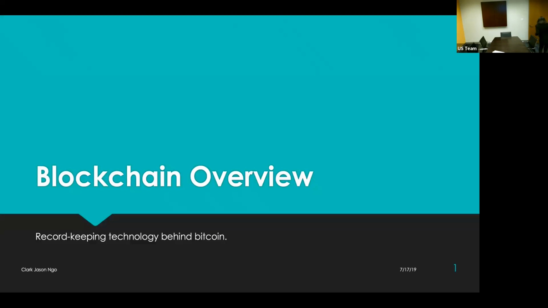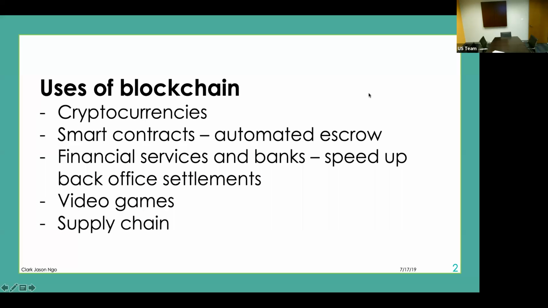Okay, so let's start. A lot of people know about Bitcoin. Blockchain is the technology behind Bitcoin, the record-keeping technology behind Bitcoin, okay? We'll start off with some use cases of blockchain. We're very familiar with cryptocurrencies like Bitcoin, Ethereum, smart contracts, financial services and banks, video games, supply chain.